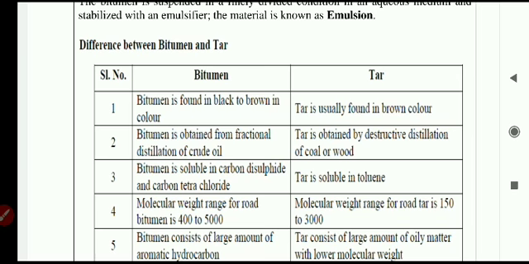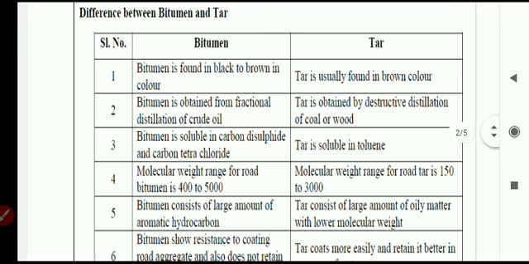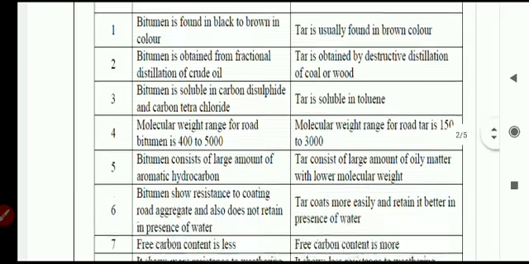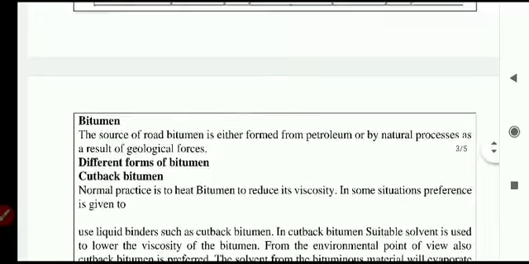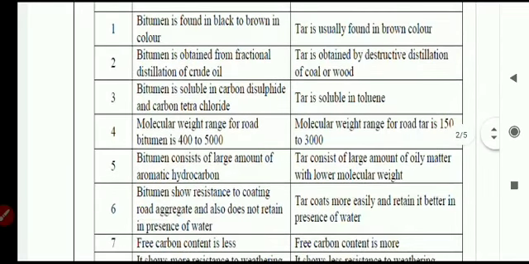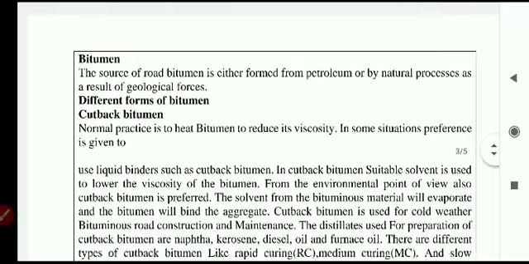And the availability of bitumen is better than that of tar. But nowadays, bitumen itself is used for the construction of roadworks. In earlier days, they were called tar roads. Tar is different, bitumen is different. Now it is bitumen roads.